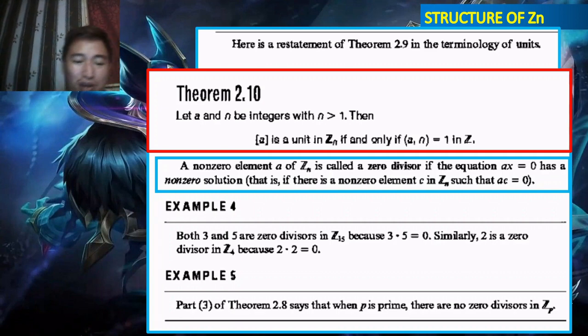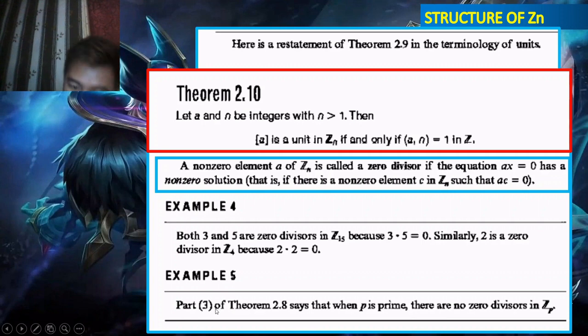Okay, example number 5. So what are zero divisors, class? As long as you are non-zero and your product is 0, then you are a zero divisor. Both factors must be non-zero. Example number 5: part 3 of Theorem 2.8 says that when P is prime, there are no zero divisors in Zp. Again, part 3: when P is prime, there are no zero divisors in Zp.